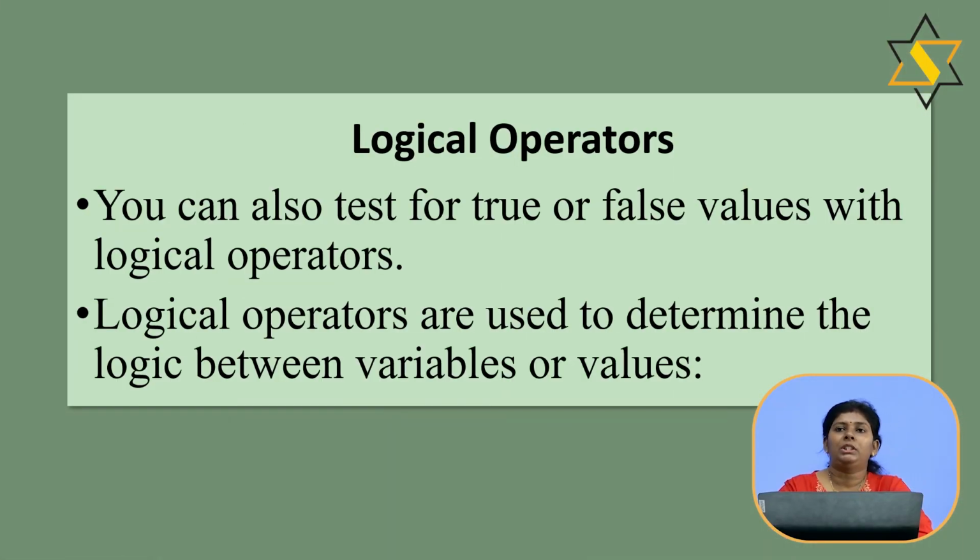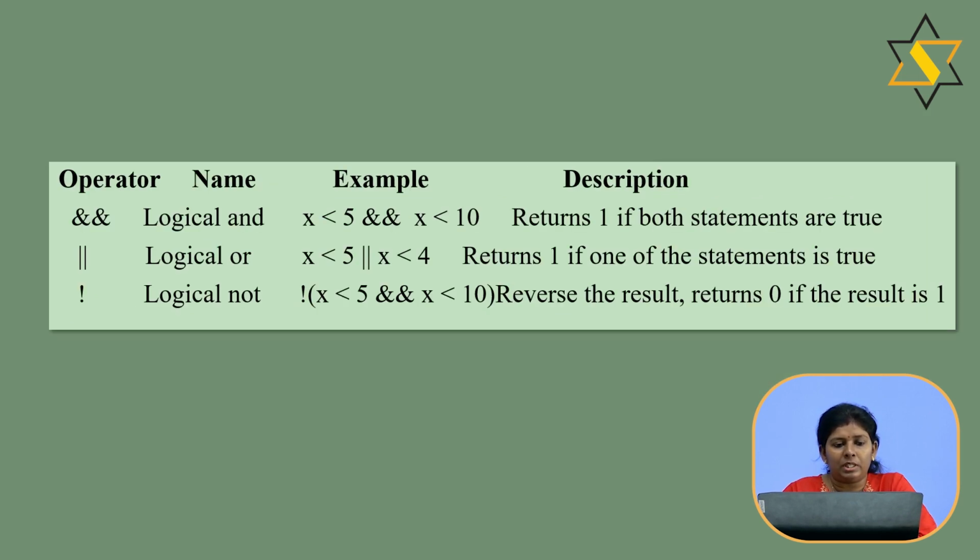So logical operators, why are we using the logical operator? Because of checking whether our statement is true or false, right? To determine whether the value is true or false. So that's why we use, for example, and, or, not. These three operators come under the logical operators. So the names are logical and, logical or, logical not.